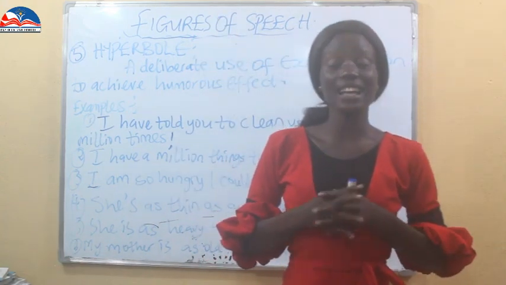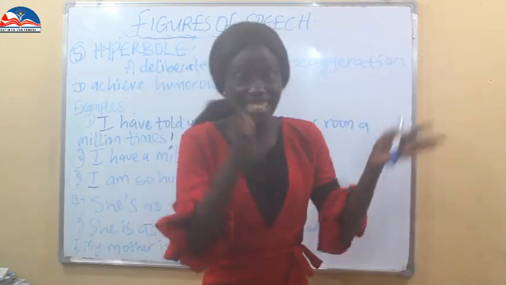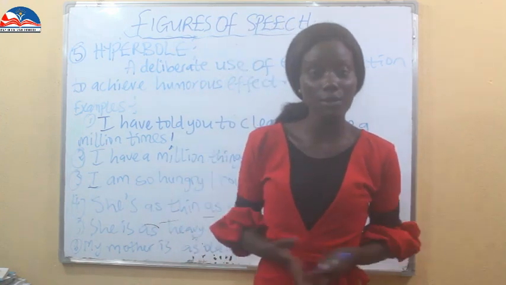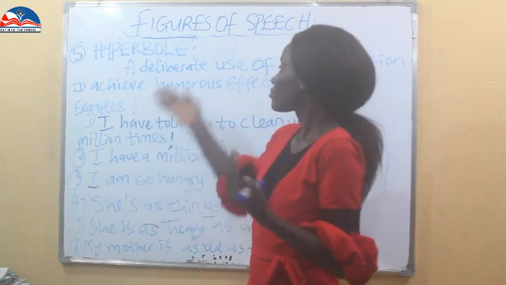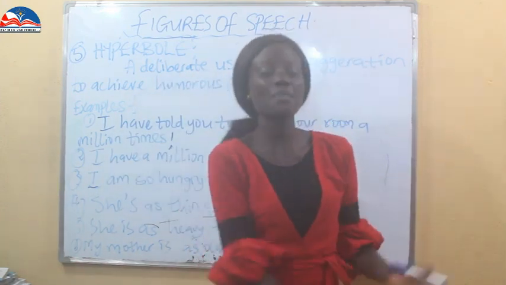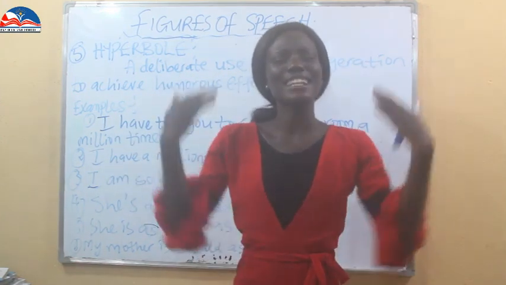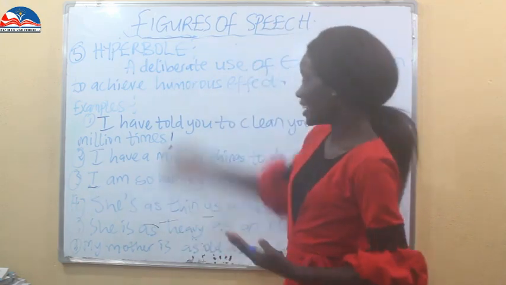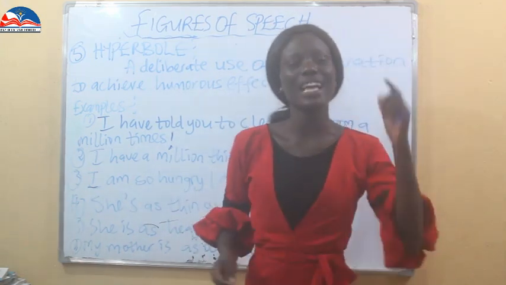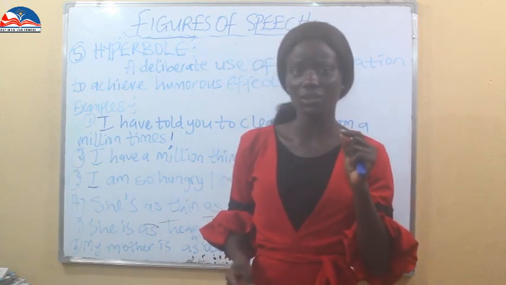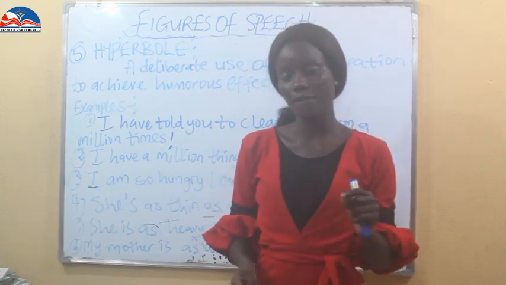My mother is as old as the hills. Ancient hills. How is it possible for someone to be as old as that? So you are trying to make use of what? Deliberate exaggeration. In all these sentences, the speakers are making use of what? Deliberate exaggeration to cause numerous effects.